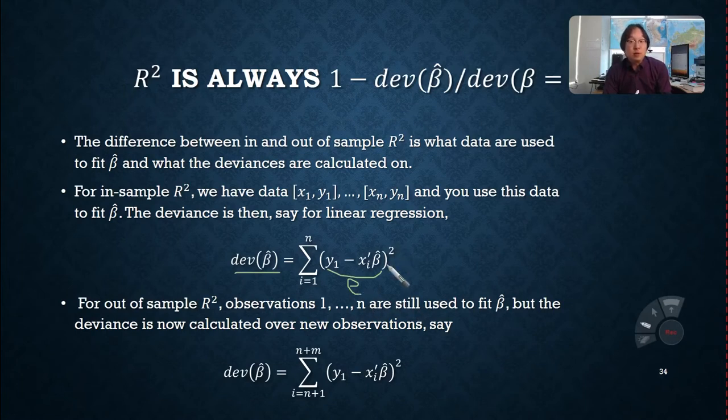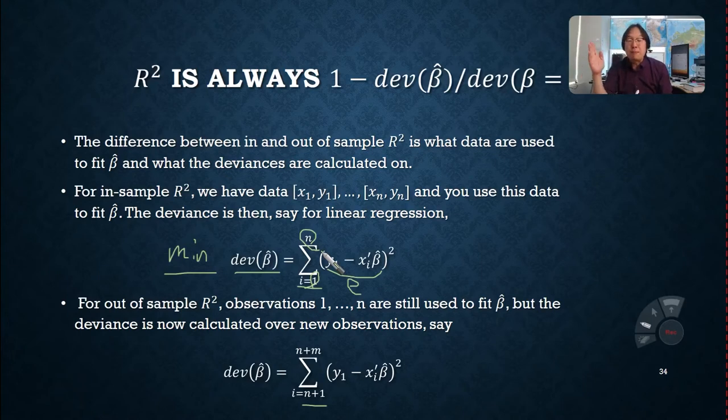Least squares, we want to minimize this later. And out of sample R squared observations, 1 through n, are still used to fit beta hat, but the deviance is now calculated over new observations. Say, i is important. In the in sample over here, we used i equals 1, the observation number 1, all the way down to n.